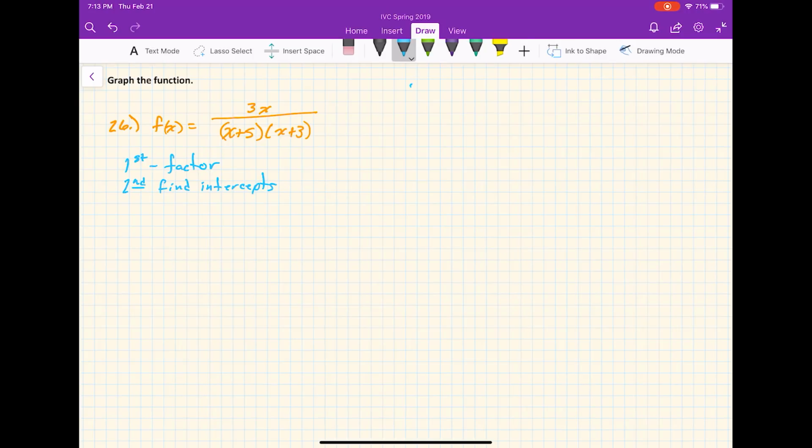So first we're going to do the x-intercepts, and to find the x-intercepts, we set y equal to 0, so this whole function would be equal to 0. That's really setting the numerator equal to 0, so 3x equals 0, and so x is going to be equal to 0 because 0 divided by 3 is 0. So our x-intercept is (0, 0). For our y-intercept, we set all the x's equal to 0.